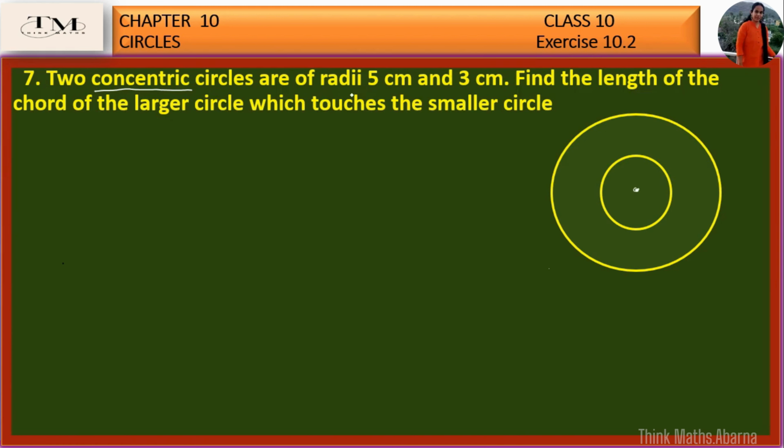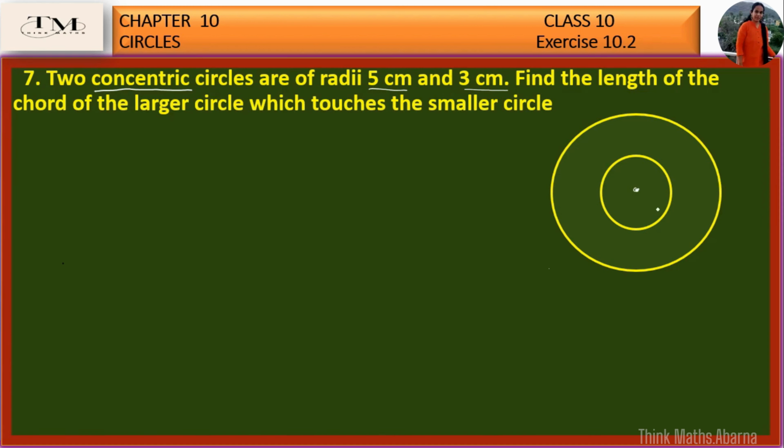So two concentric circles of radii 5 centimeter and 3 centimeter. The bigger circle will have radius 5 centimeter, and the smaller circle will have radius 3 centimeter. Find the length of the chord of the larger circle which touches the smaller circle.